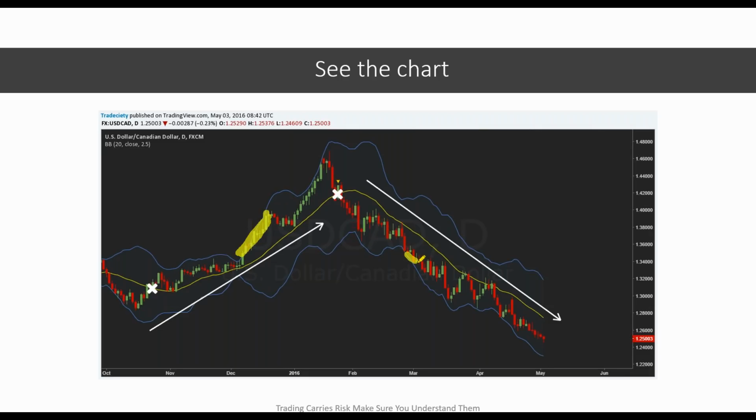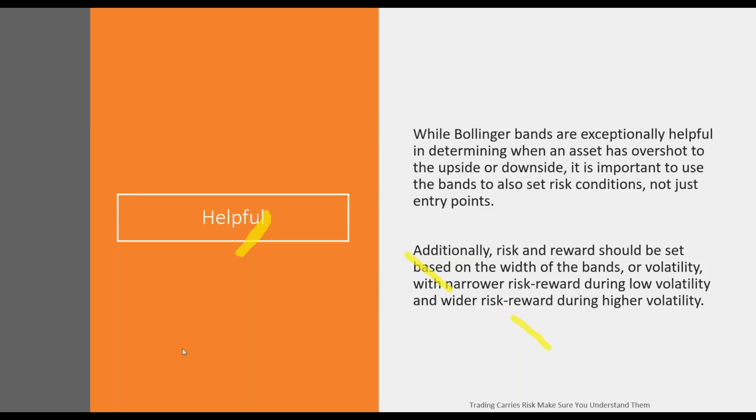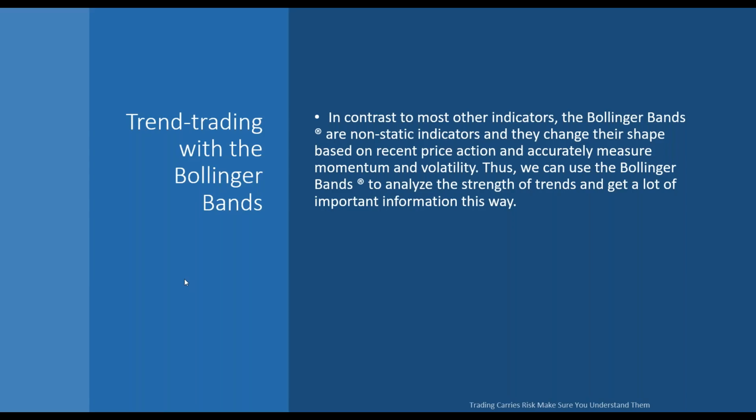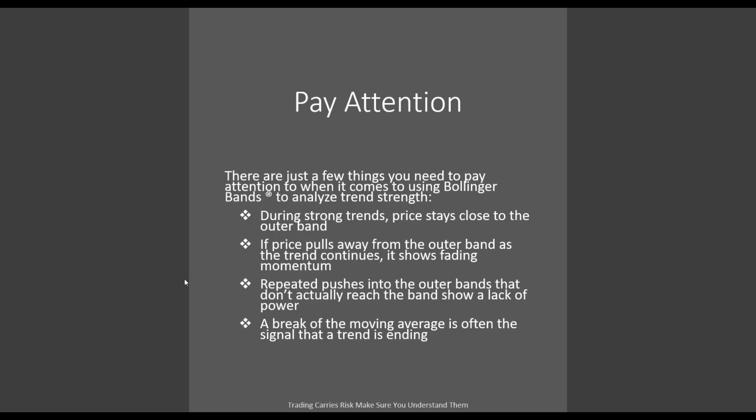So again, we have it here. We have it here. So remember, repeated pushes into the outer band, whether it's the upper or the lower, that don't actually reach the band, show a lack of power. A break in the moving average is often a signal that the trend is ending.